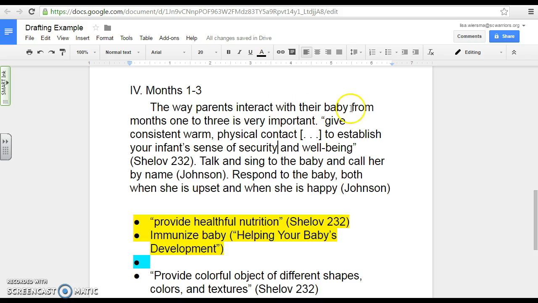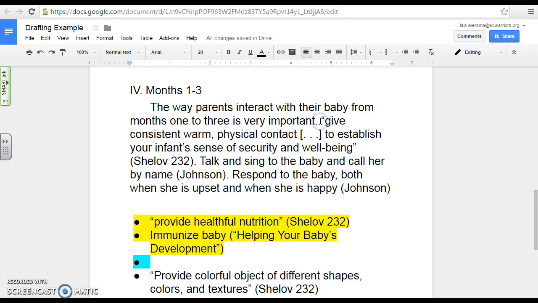So the way parents interact with their baby from months 1 through 3 is very important. Give consistent warm physical contact to establish your infant's sense of security and well-being. Talk and sing to the baby and call her by name. Respond to the baby both when she is upset and when she is happy. So already I know that I'm going to need to introduce this quote or to paraphrase it. I also need to rephrase how this is written a little bit so it's not directed at the reader per se, but talking about parents in general.